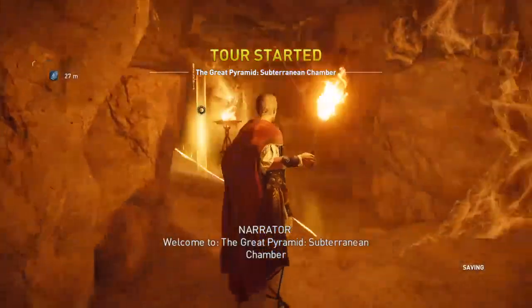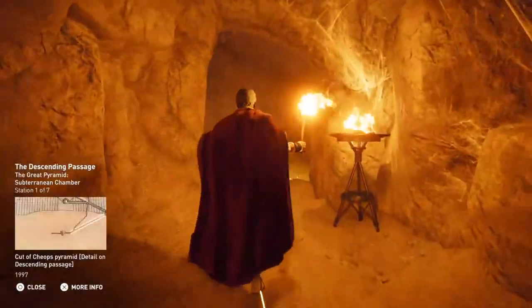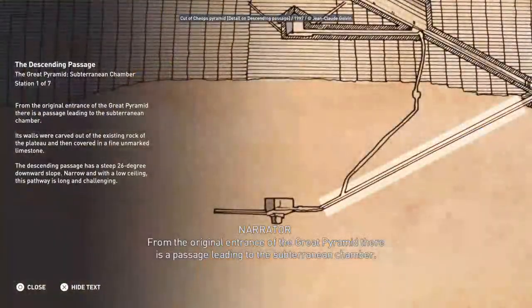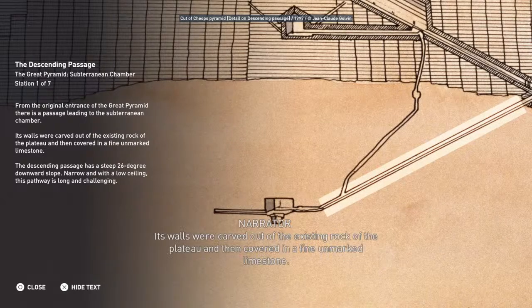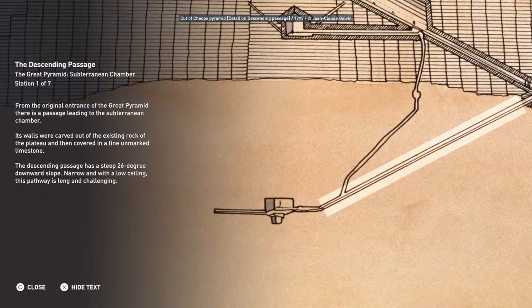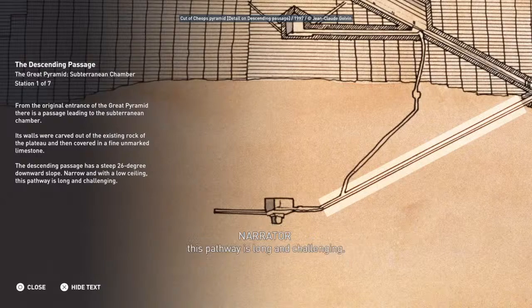Welcome to the Great Pyramid, Subterranean Chamber. From the original entrance of the Great Pyramid, there is a passage leading to the subterranean chamber. Its walls were carved out of the existing rock of the plateau and then covered in a fine, unmarked limestone. The descending passage has a steep 26-degree downward slope. Narrow and with a low ceiling, this pathway is long and challenging.